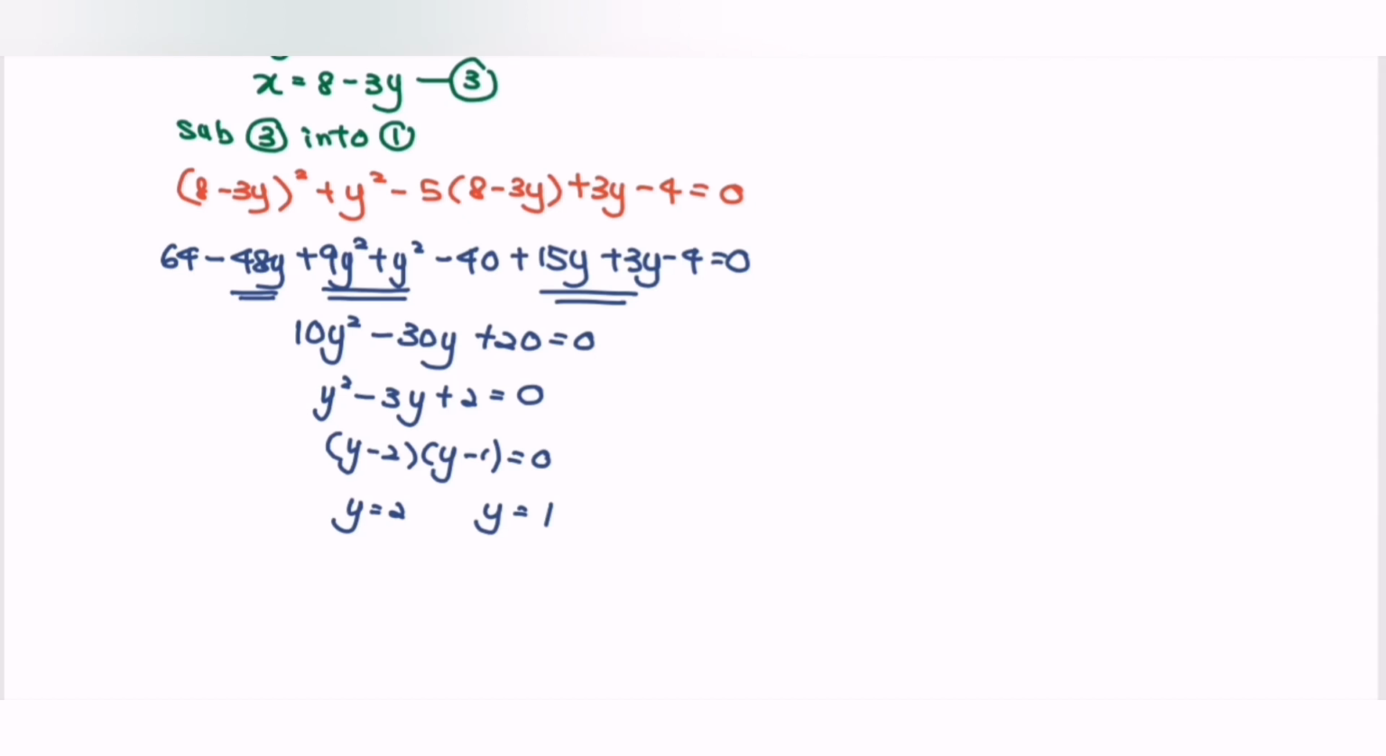Kindly substitute the y into the third equation, and we will have the x, which is equal to 2 when we substitute y equals 2. And when we substitute y equals 1, we will have the value of x, which is equal to 5. So the points of intersection between the two circles will be (2, 2) and (5, 1).